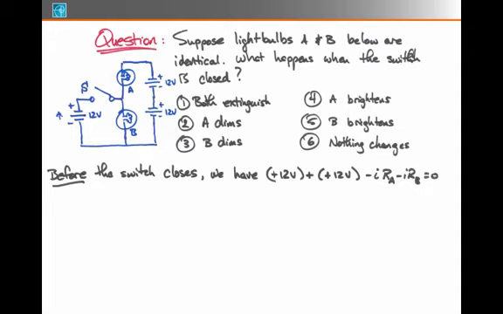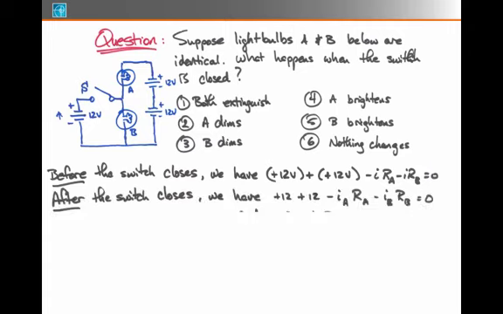Again, I can use Kirchhoff's second law and ask what happens in this circuit before the switch is closed. I know that by Kirchhoff's second law I have plus 12 volts plus another 12 volts minus the voltage drop through bulb A minus the voltage drop through bulb B. Those voltage drops are given by current times resistance, and because it's the same current passing through both light bulbs, it's just the same value of I.